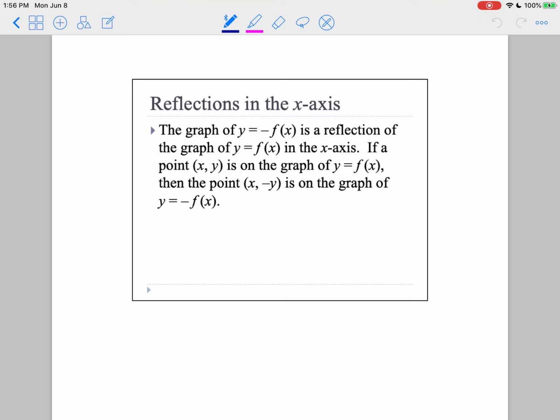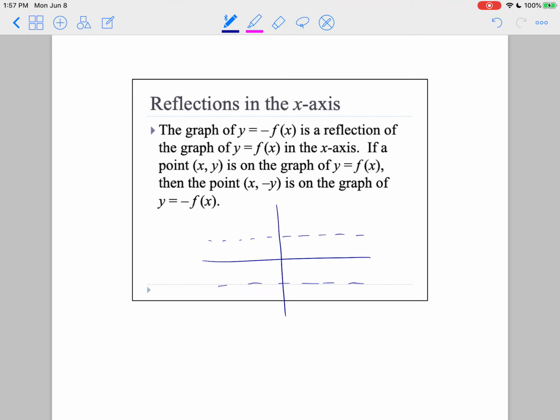If we have a negative outside the function, in front of the function, this is a reflection of the graph in the x-axis. So it's called in the x-axis, but it doesn't necessarily have to be the x-axis that it's reflected over. But it's called a reflection in the x-axis. Basically, if it's a reflection over any horizontal line, it's called a reflection in the x-axis.